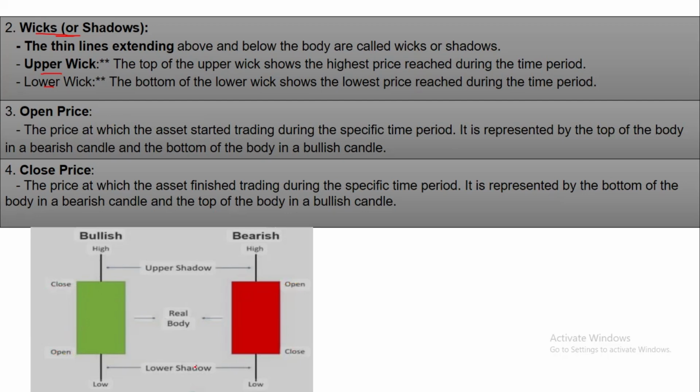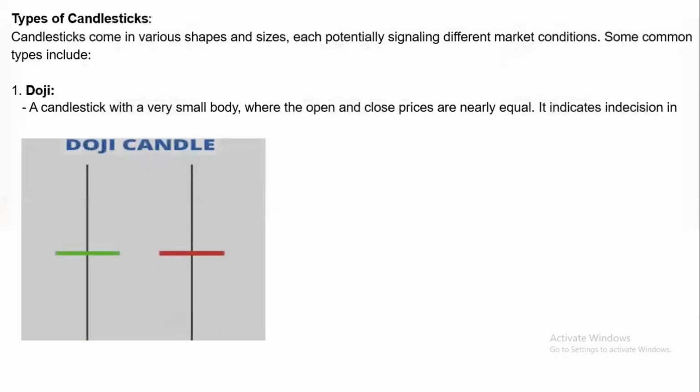We'll be looking into the types of candlesticks we have. Now, what are the types of candlesticks? We have various types of candlesticks depending on the size and the market condition, right? We have the doji candlestick. Now, what is a doji candlestick? The doji candlestick is a candle with a very small body where the open price and the closing price are nearly equal, right? It is mostly an indecision candle.